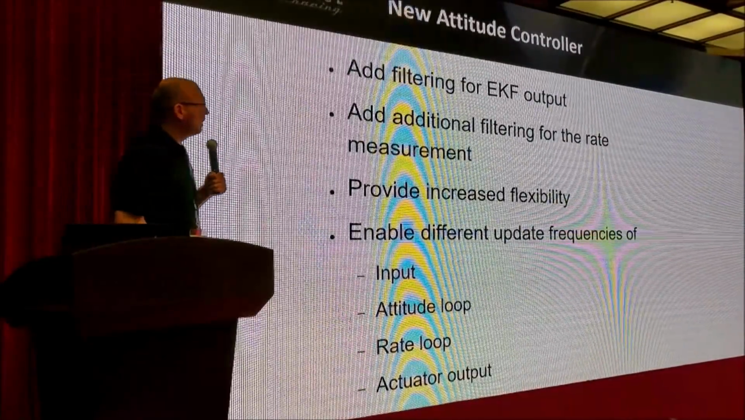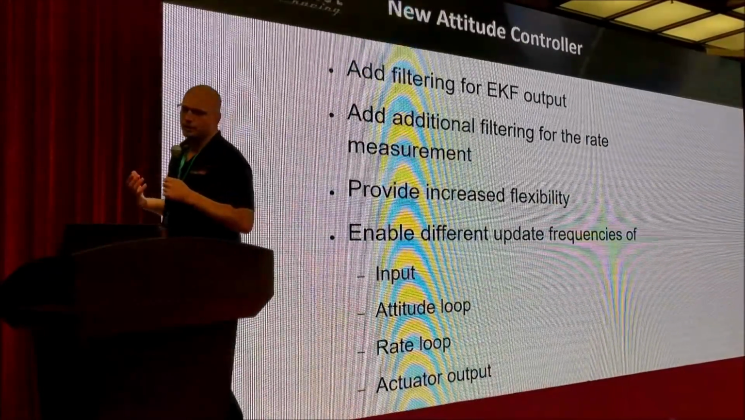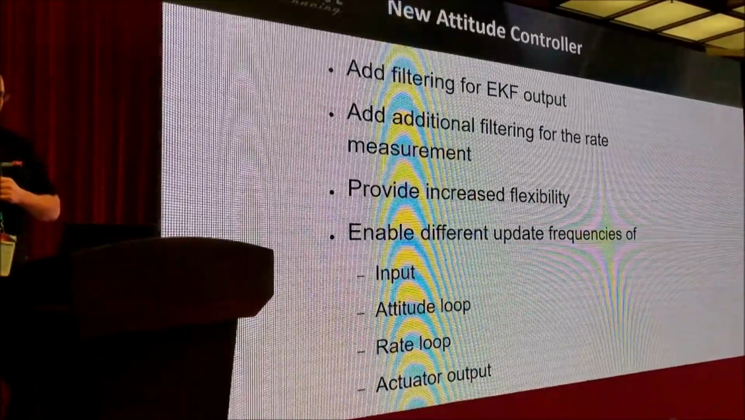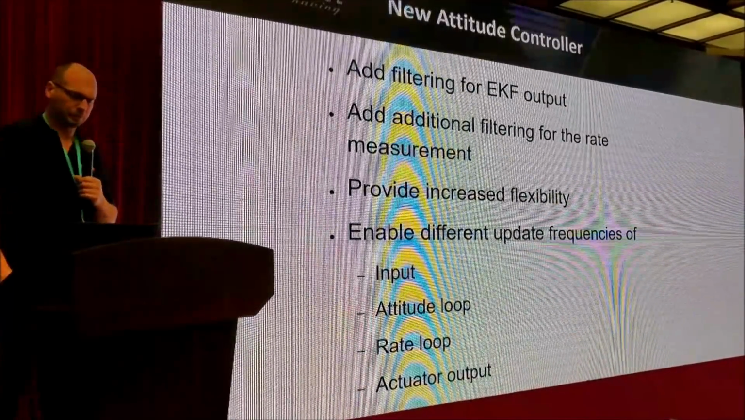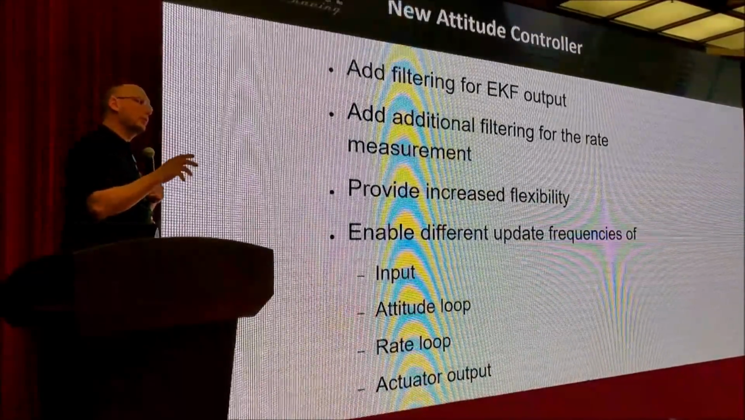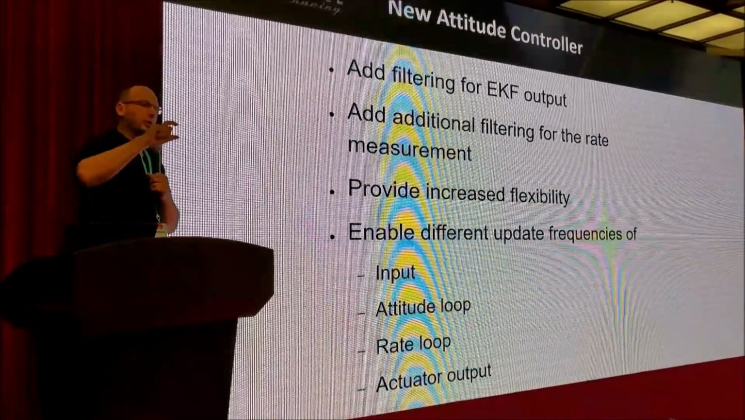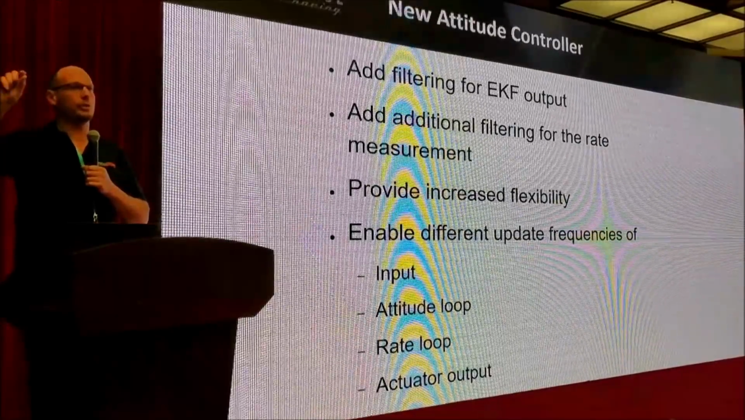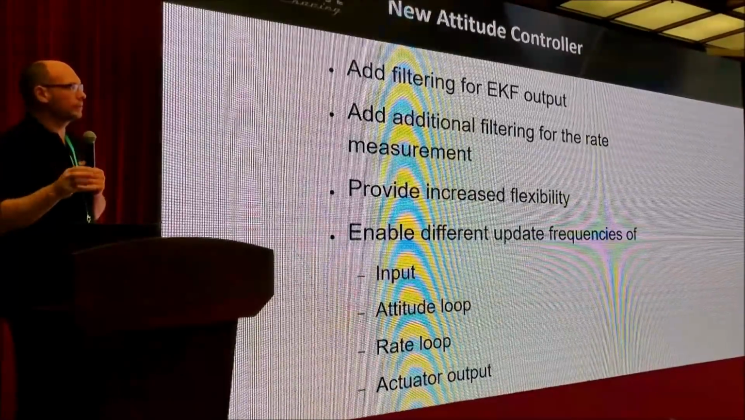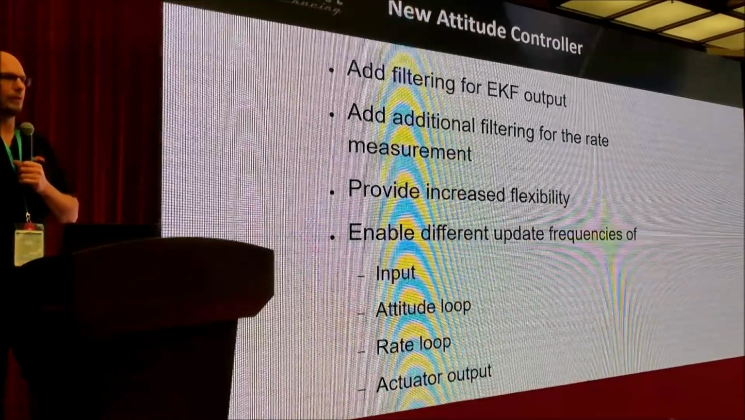So, there are a couple of things that we're doing in the new attitude controller design to improve the filtering and the flexibility of our controllers. One source of noise is the output of our EKF that is currently unfiltered. So we see a significant amount of noise coming through the EKF as our position estimate. And that's currently not filtered. And that's actually one of our significant sources of noise.